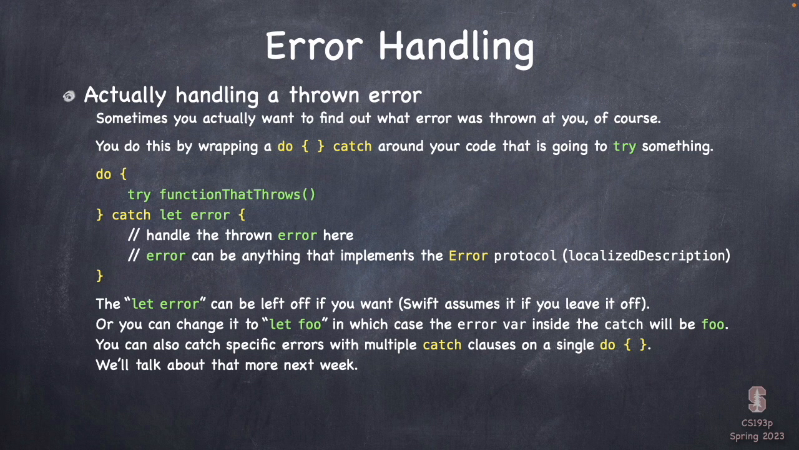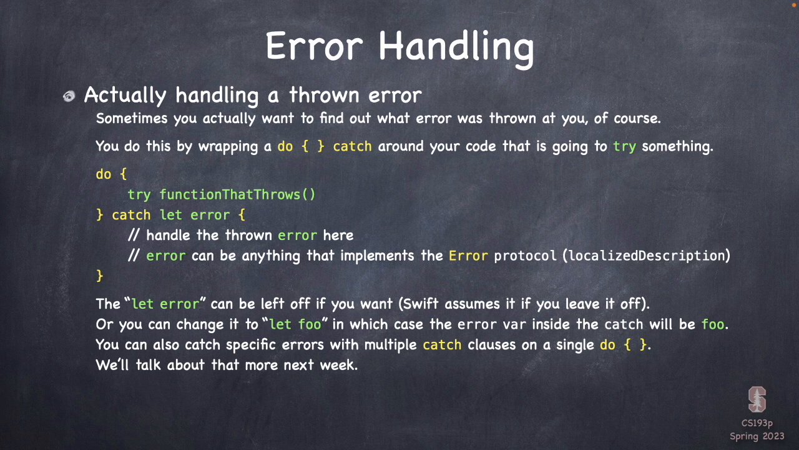Now this catch let error right here is the catch-all catch. It catches any error thrown and assigns it to a var called error. And you could say catch let foo, that would be fine, and then it would catch it and throw it in a var called foo. Inside this curly brace area here, you would then handle the error inside there. You can look at the error, see what it is.